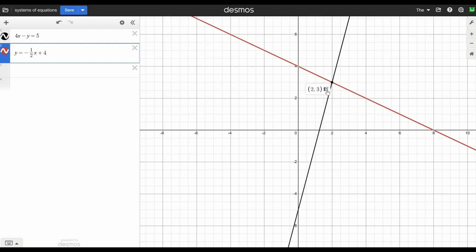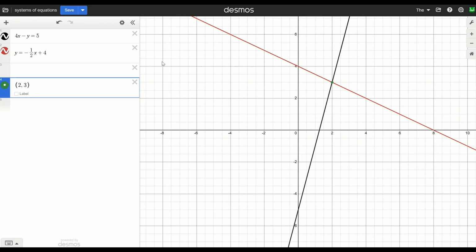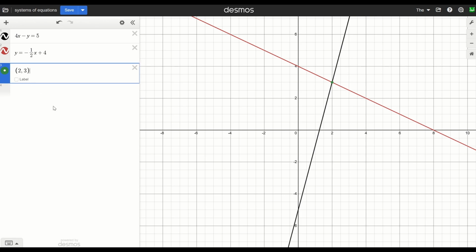If you click on it, this copy button right here will pop that ordered pair into line 3 for you. You can click that label and it'll even label it on the graph. This is the solution to the system. That's as simple as it gets. The solution is where the two lines intersect or meet. If x is 2 in the first equation, the y value will be 3. If x is 2 in the second equation, the y value will also be 3.